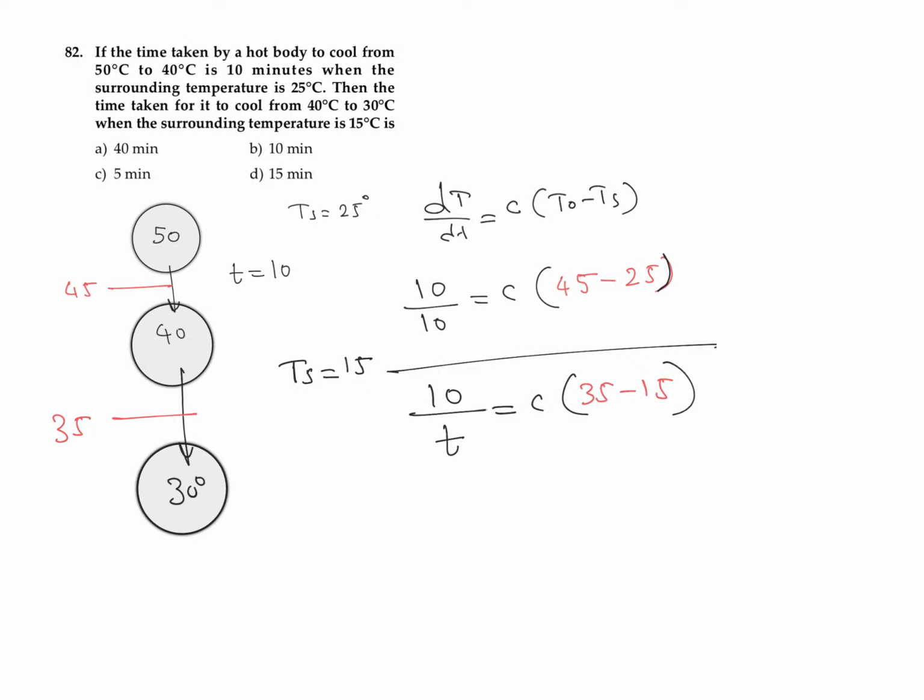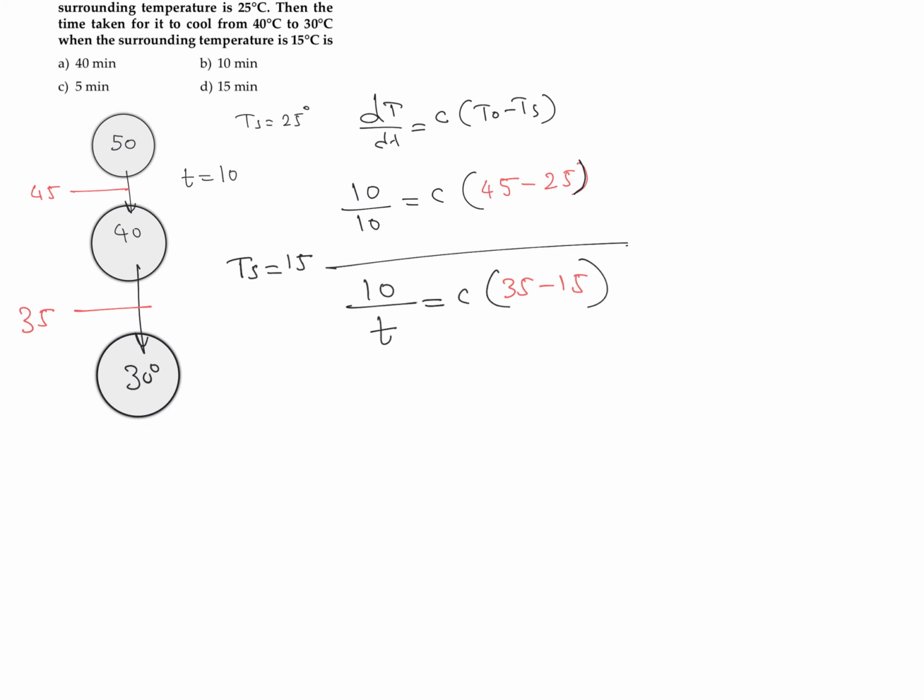Now we can divide these two equations. So this 10 and 10 get cancelled. So we can write this as T divided by 10 is equal to, this constant term gets cancelled, 45 minus 25, which is equal to 20, divided by 35 minus 15, that is also equal to 20. So we can write this as equal to 1, or the value of T will be equal to 10 minutes.